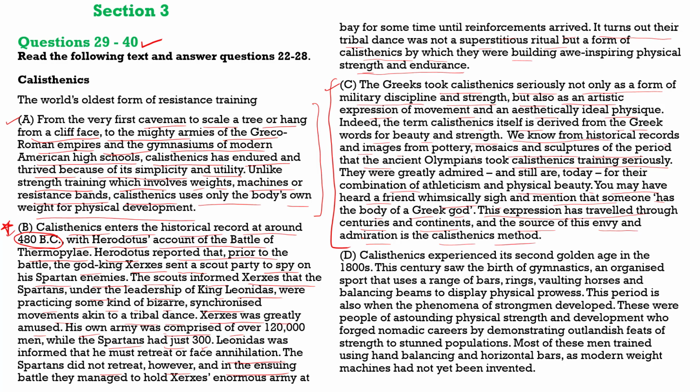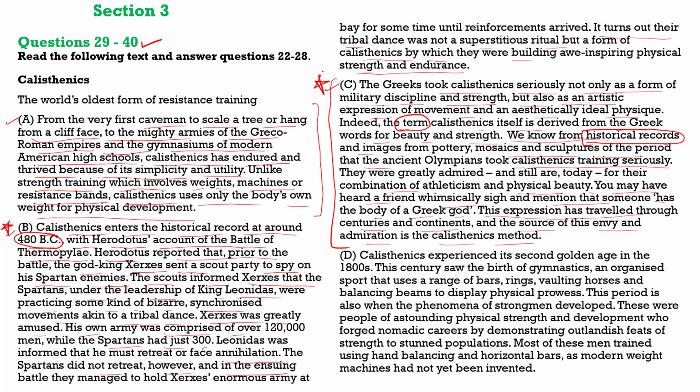Alright, first of all, how this term originated. Paragraph number C is talking about the origination of the term, and then what are the various historical records from which we come to know about calisthenics. Therefore, students, between passage number B and passage number C, which is the more suitable answer? Paragraph number B is only talking about how calisthenics enters the historical record in 480 BC, and then it is telling the story of the Spartans.